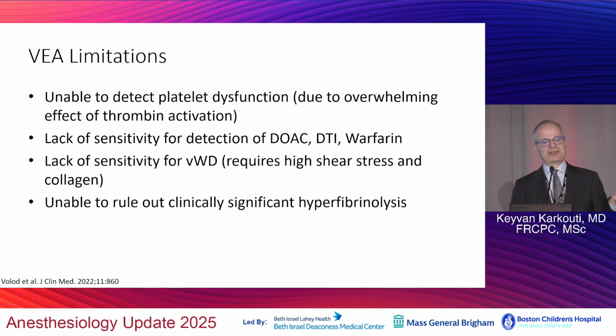They lack sensitivity for von Willebrand disease or low von Willebrand factor because to detect that you need high shear stress and collagen exposure, which these assays do not do, so you might miss that. They also aren't very good at detecting factor 13 deficiency, although the breakdown might give you some information on that. So if you have a normal coagulation and the clinical situation suggests that von Willebrand factor deficiency or factor 13 deficiency might be a factor, then you've got to keep that in mind. And they're unable to rule out clinically significant hyperfibrinolysis. So just because you have normal viscoelastic and the patient's bleeding doesn't mean you shouldn't give tranexamic acid.